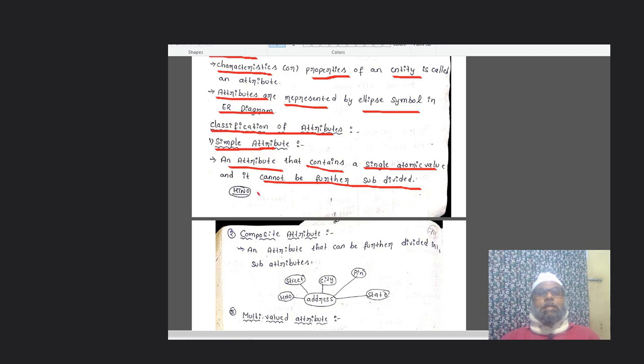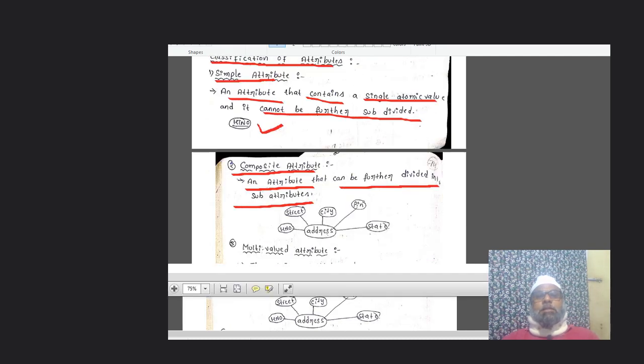For example, take hall ticket number. Hall ticket number contains a single atomic value and cannot be further subdivided into sub attributes. Next one, composite attribute. An attribute that can be further divided into sub attributes is known as a composite attribute. Here the address attribute can be subdivided into house number, street, city, pin code, and state. So this is called a composite attribute.